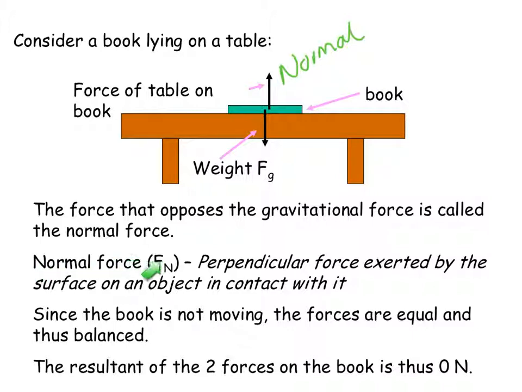So what is the normal force by definition? It is a perpendicular force, always at 90 degrees to the surface, exerted by a surface on an object that it is in contact with. In other words, it is the force that stops the object from going through whatever it is sitting on. Since the book is not moving, all those forces are going to be equal to one another, and the resultant force is still 0 on that book.